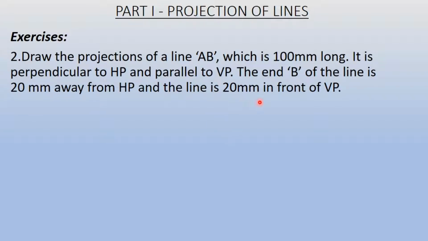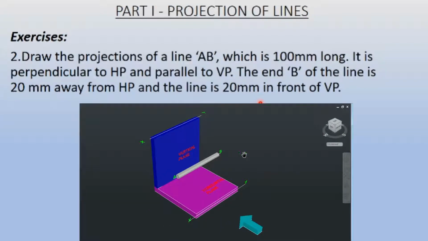So the most important thing to observe here, which I will explain also, is that the front view will be a straight line and the top view will be a point. We will see the explanation part now. For this question it is mentioned that the line is perpendicular to the horizontal plane. Now you can see that this is parallel to the horizontal plane. So I will make this line first perpendicular to the horizontal plane.